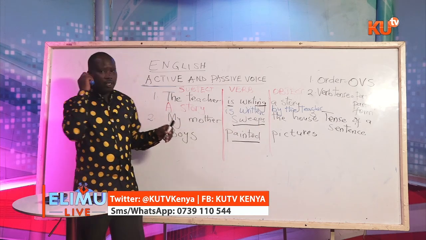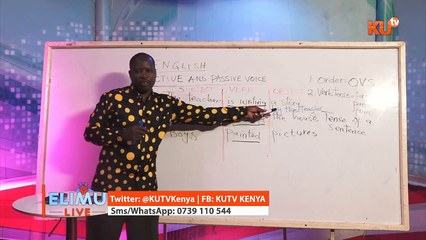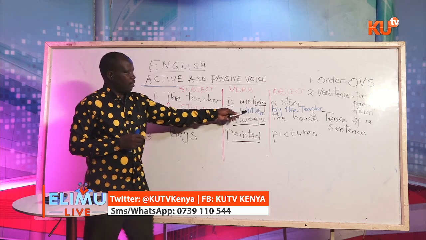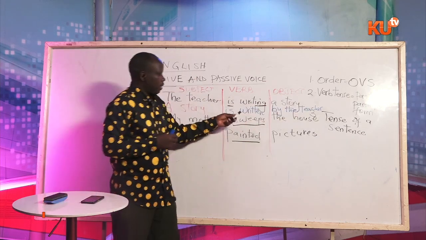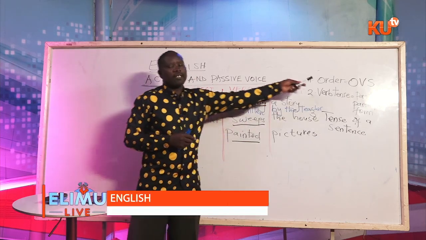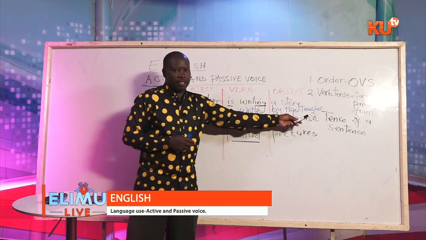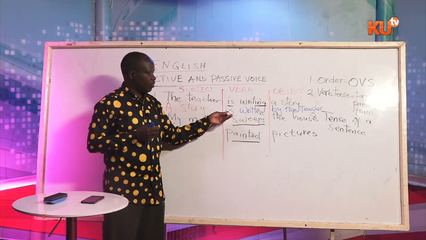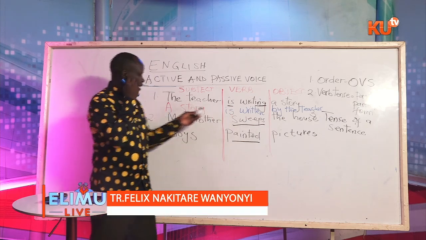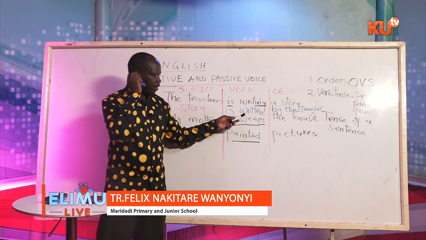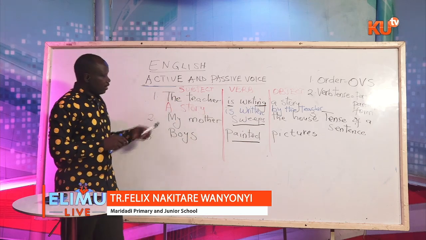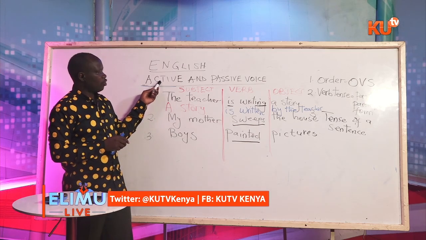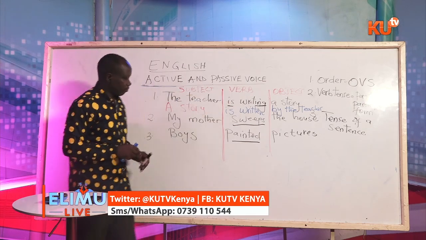As simple as that. So we take our object, a story, comes first, then is written. Remember, our verb changes to past participle form. Then our subject becomes the last one, by the teacher. And we look at the tense. In present simple tense, we use is. So we say a story is written by the teacher. That is simply how we change, we write our sentence from active to passive voice.